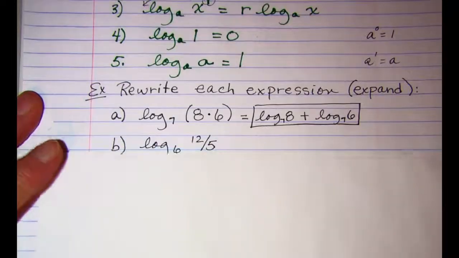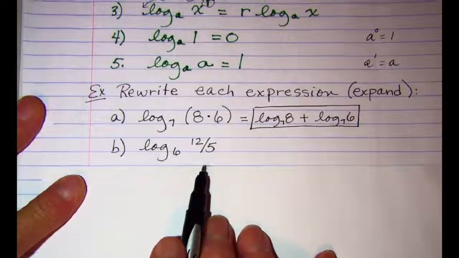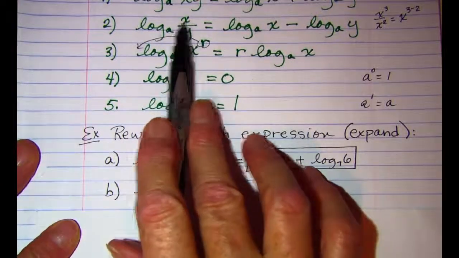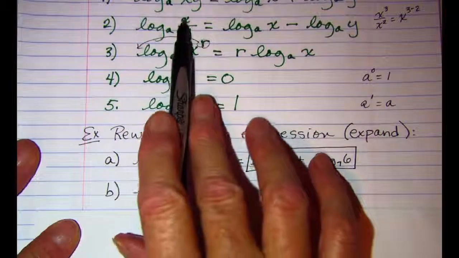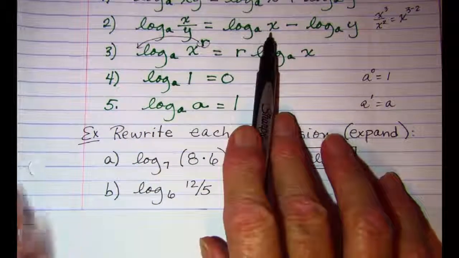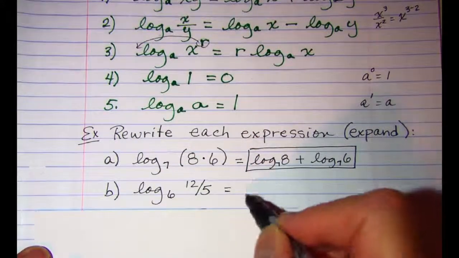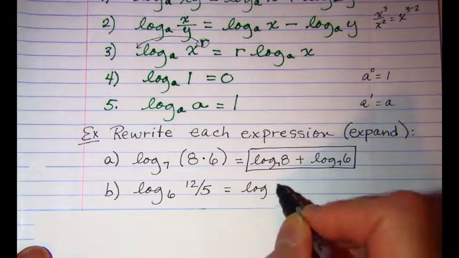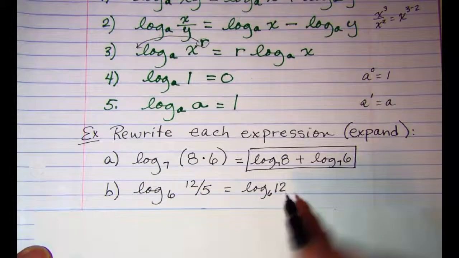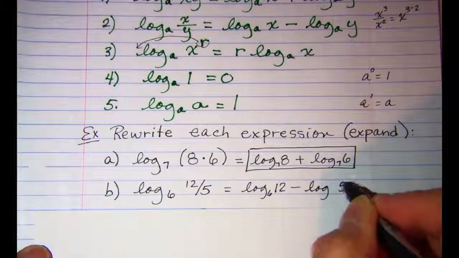Our next one, we have a quotient. So we could use property 2 when we have the argument that's a division. We can write it as the difference of the logs. So this would be log of 12 base 6 minus the log of 5 base 6.